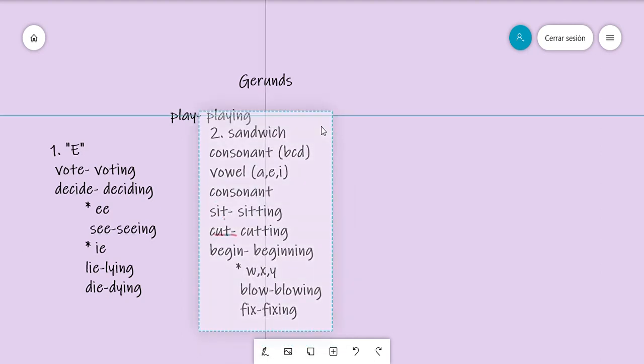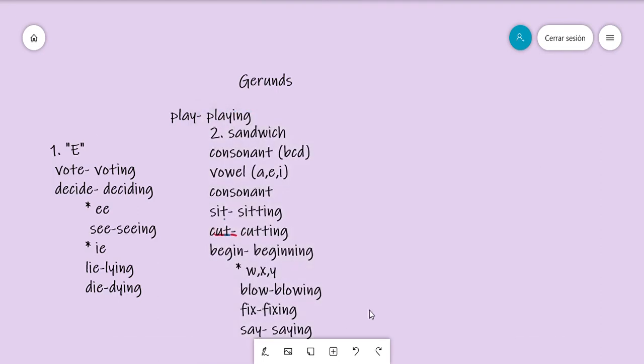And another example, when you have say, you have to write saying in a normal way. You don't have to repeat.